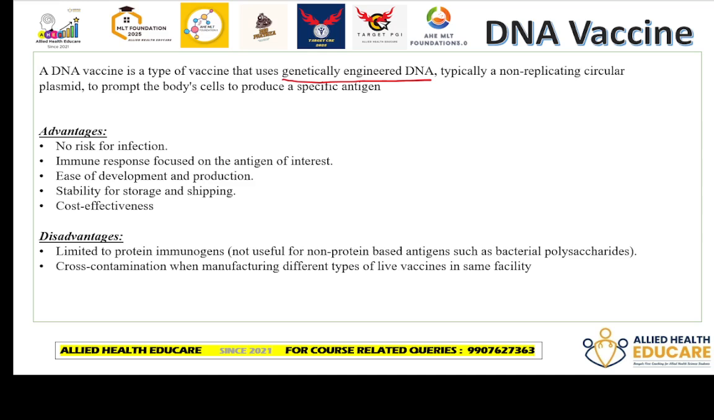In case of live attenuated vaccination, we eliminate the virulence of the virus or bacteria, and we administer the bacteria that lost its virulence. After that, the immune system will be activated by the stimulation of the antigen of the virus or bacteria.